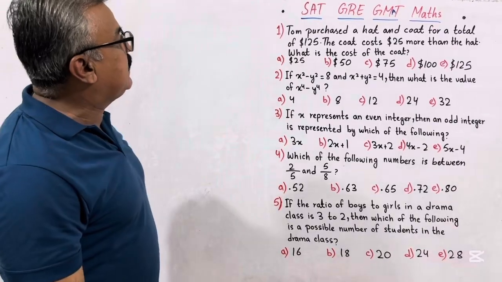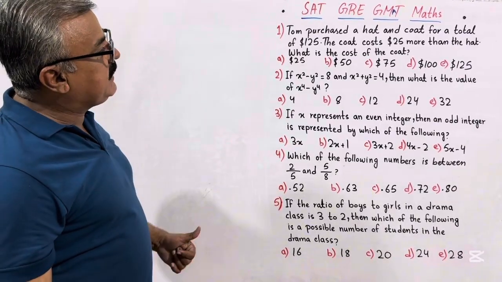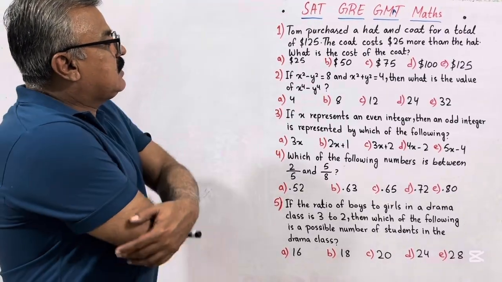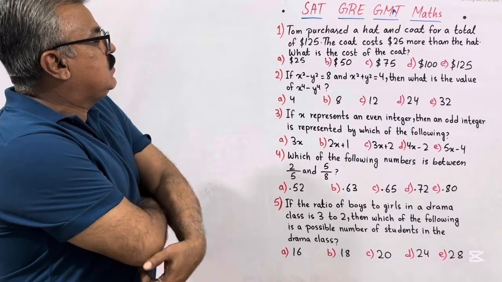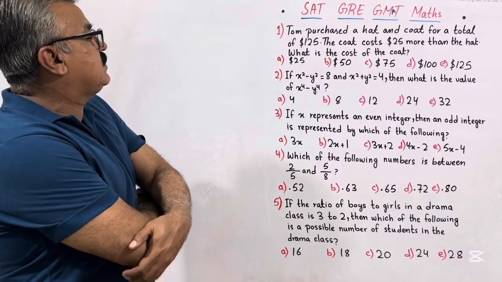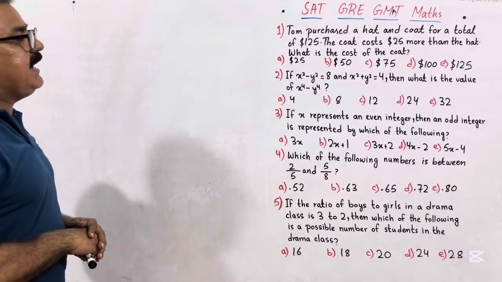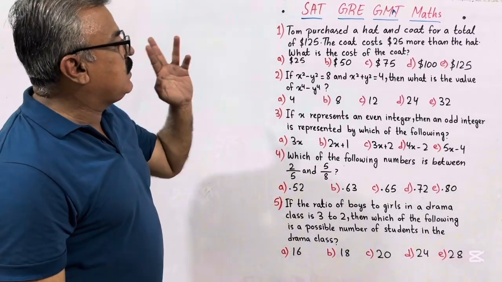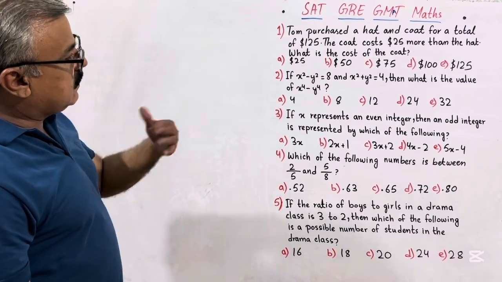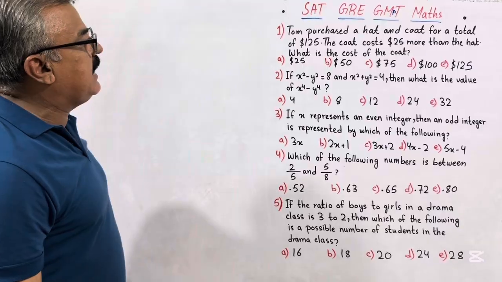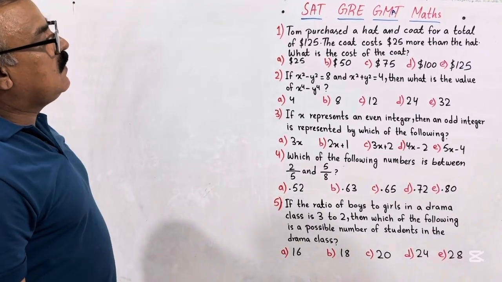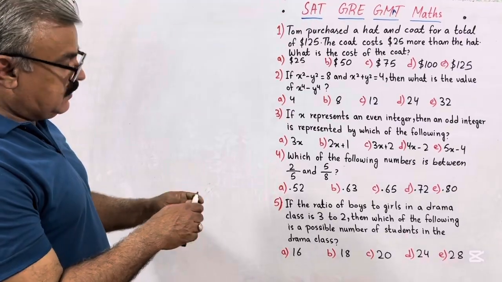Our first question reads as: Tom purchased a hat and a coat for a total of $125. The coat cost $25 more than the hat. What is the cost of the coat? Tom purchased a hat and a coat for $125. However, the coat cost $25 more than the hat. What is the cost of the coat?